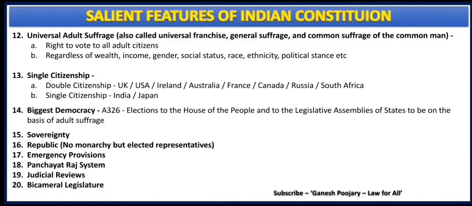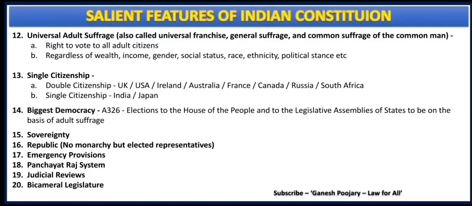But there are many countries in this world that have double citizenship, and here, to recall for you which are the sources of the Indian Constitution, I have brought those names again so that you can recall the sources of the Indian Constitution. In double citizenship we have UK, USA, Ireland, Australia, France, Canada, Russia and South Africa, whereas single citizenship we have in India, and Japan also follows the same. So this is about single citizenship.